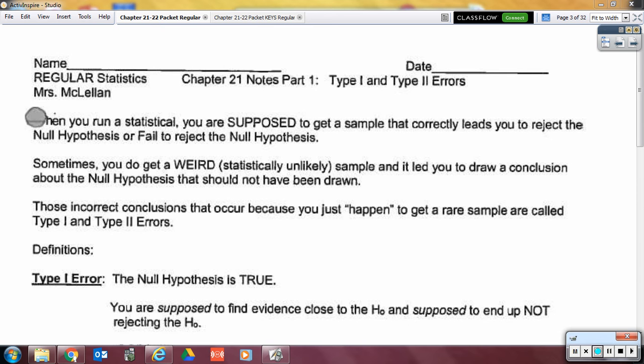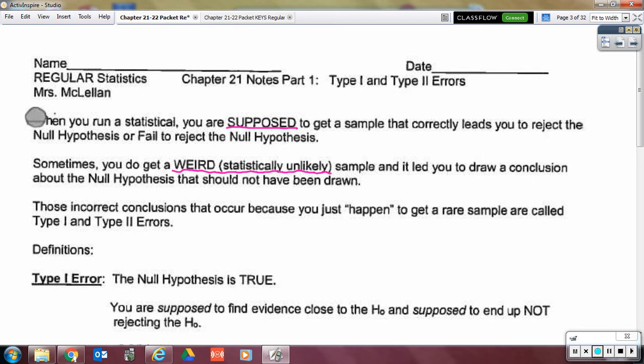What does that mean? When you run a statistical test and you get your null hypothesis, you are supposed to get the sample that correctly leads you to reject or fail to reject the null hypothesis. Okay, but sometimes you get one of those samples that is statistically unlikely, one that had less than a 5% chance of happening. But if there's less than a 5% chance of getting something, could you still get it? Yes, you could still get a sample out there. Then that would lead you to draw a conclusion about the null hypothesis that is wrong.